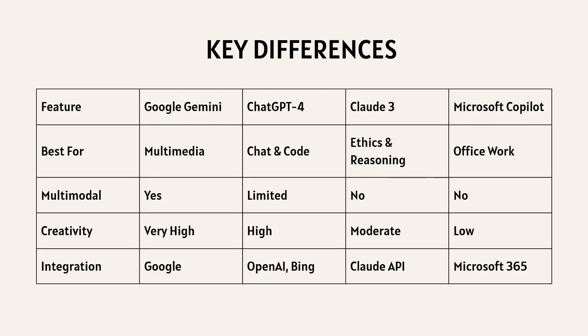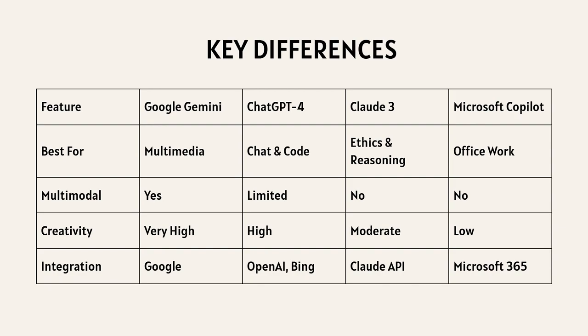Then the next difference is multimodal capabilities. Gemini is fully multimodal, supporting text, image, audio, and video, while ChatGPT has some image capabilities, but its main focus is on text. Claude is primarily text-based with no multimedia support, while Copilot is built specifically for Office applications, so it lacks multimodal capabilities.